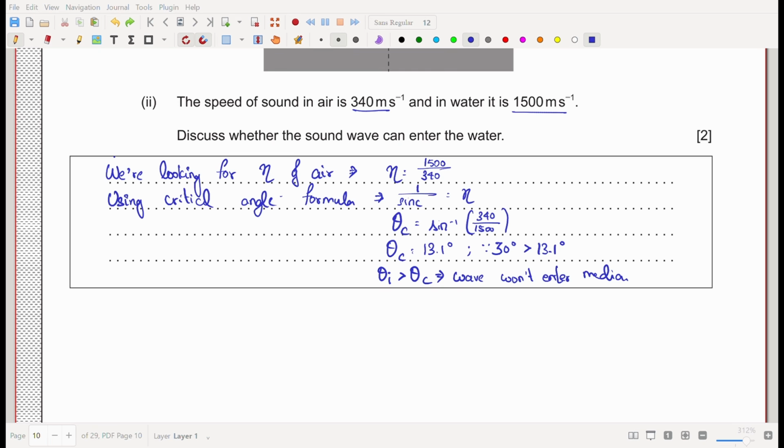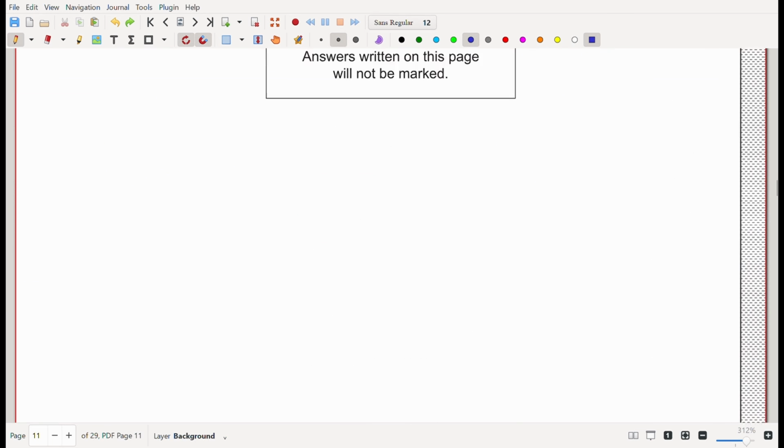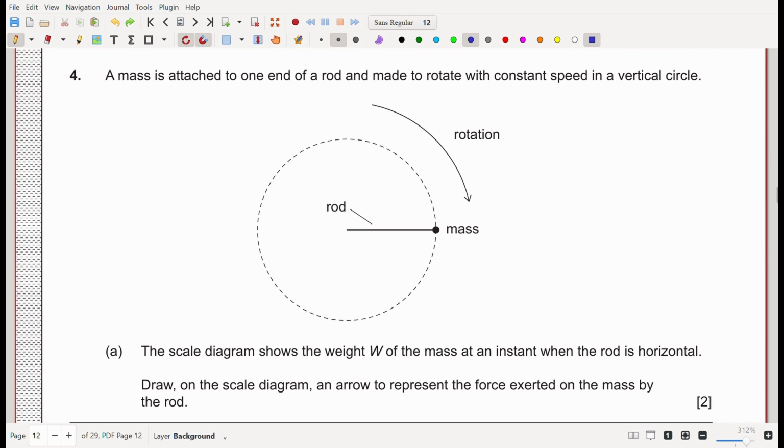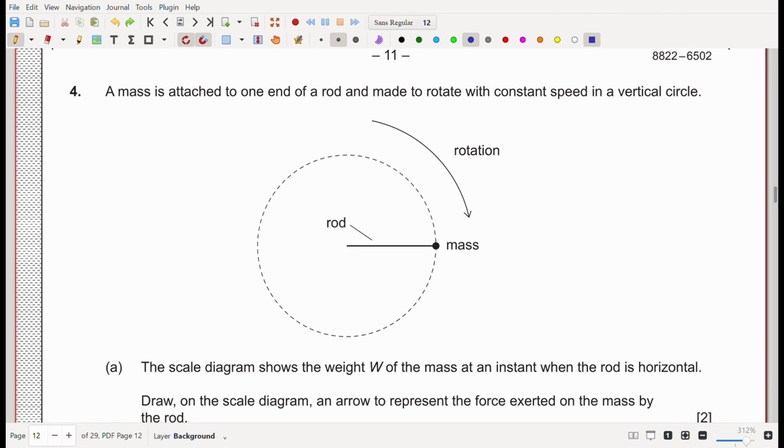That's about it. Moving on to question 4 actually. So a mass is attached to one end of a rod and made to rotate in a vertical circle. Remember that, guys.